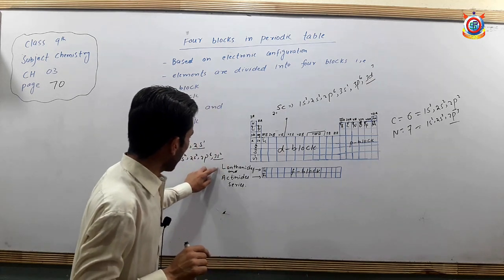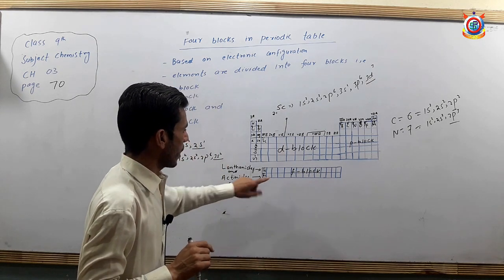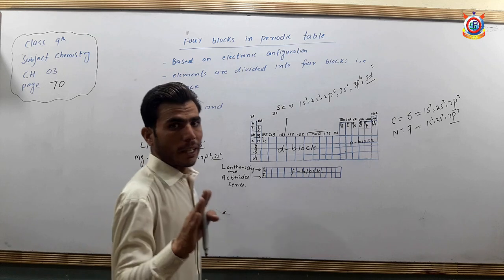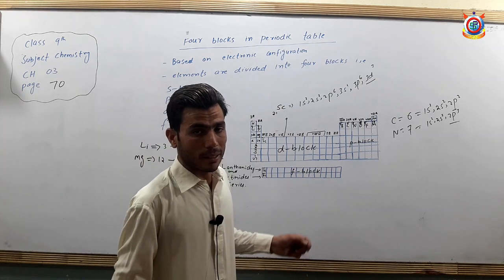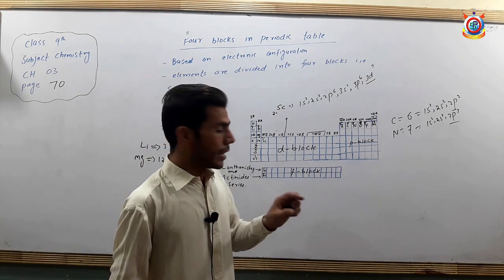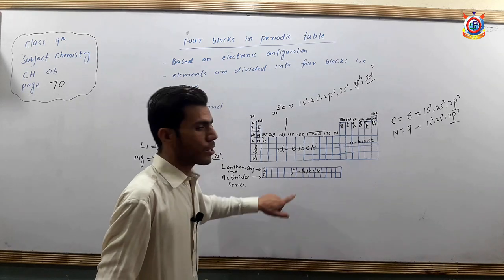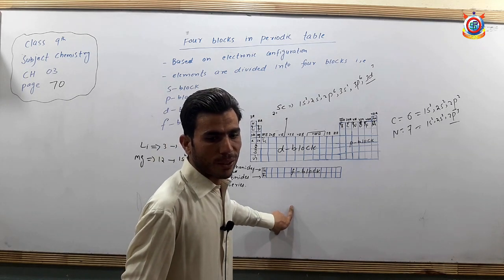The lanthanides and actinides series are called F block elements, because in the electronic configuration of these elements, the last electron enters into the F subshell. So that is why they are known as F block elements.